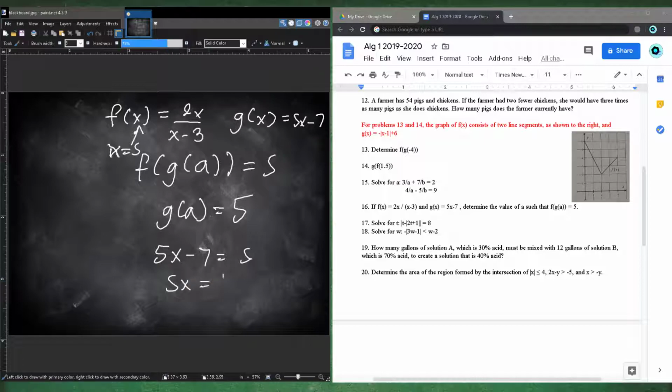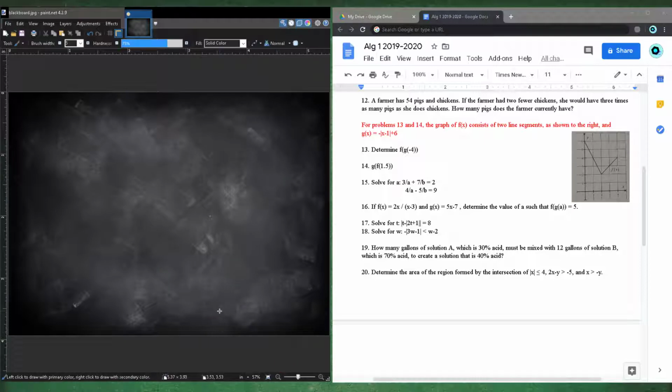So 5x is equal to 12. So x is equal to 12 over 5. Okay, and that's your answer for number 16. And that's a really fast way to do it. Instead of plugging in g of x into f of x and simplifying that and then finding out what x is when it's 5, which is way too long. This is a lot more direct approach.